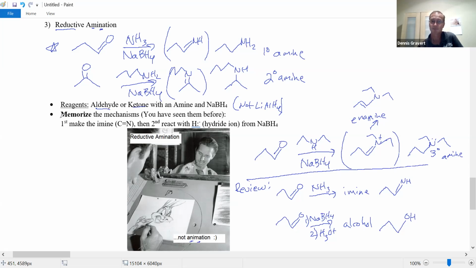Memorize the mechanism, but you've seen it before. So just apply what you know. Take the mechanism for making an amine, and right before the end, don't leave it in the amine form. React with the hydride ion of sodium borohydride. So let's take a look at that.